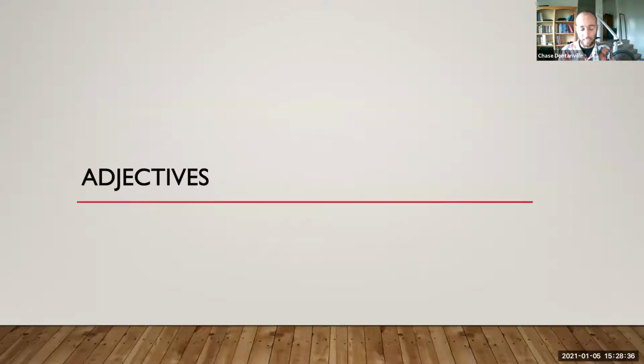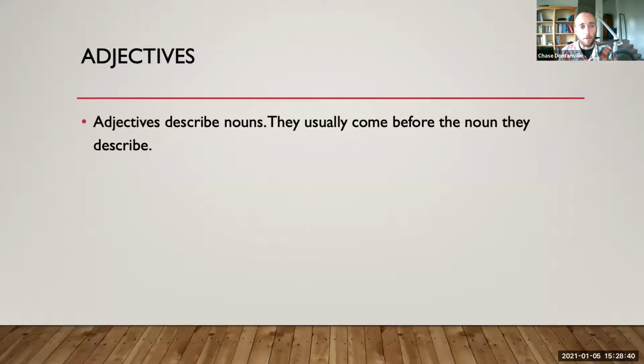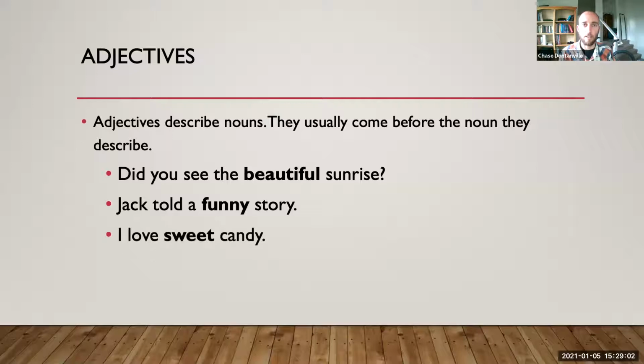Let's start with adjectives. So, as you probably know, adjectives describe nouns and they usually come before the noun they describe. So, did you see the beautiful sunrise? Beautiful describes sunrise. Jack told a funny story. Funny describes story. I love sweet candy. Sweet describes candy.